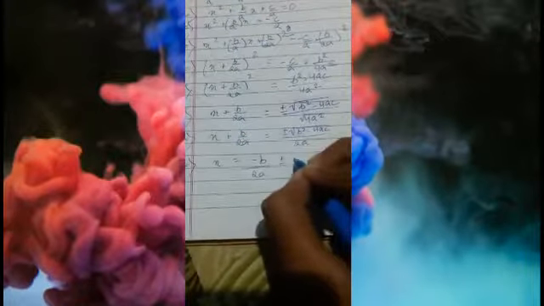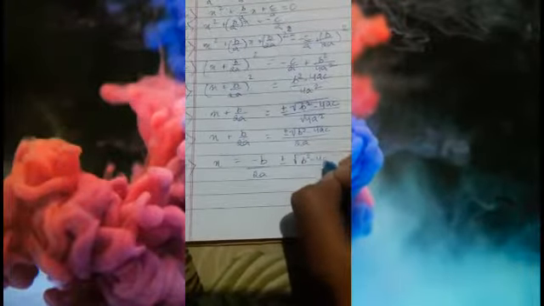So now we have to take this term to the RHS. So it becomes x equals minus b by 2a plus or minus root over of b square minus 4ac by 2a.